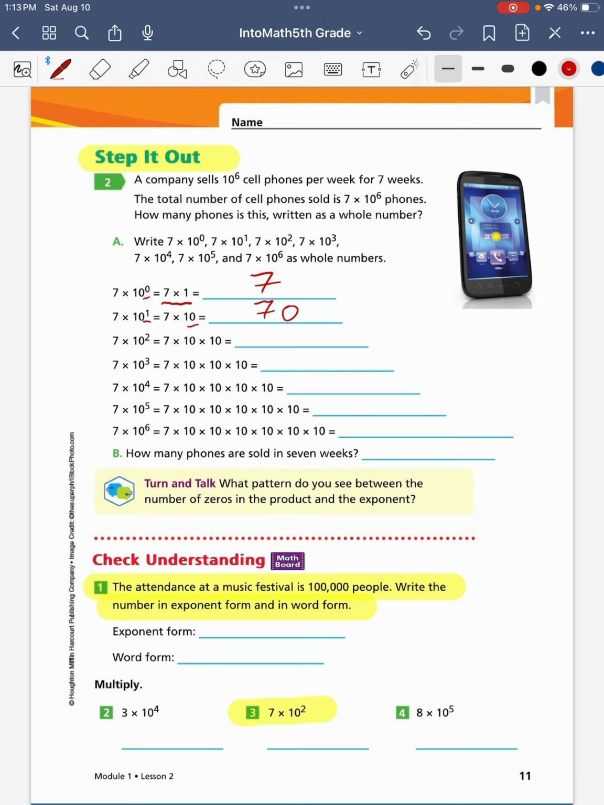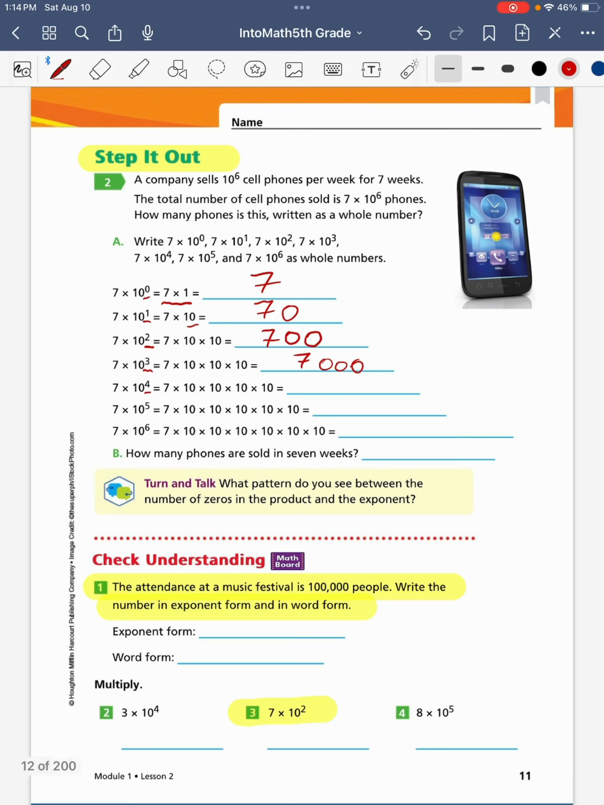As we carry on down, 7 times 10 to the second power is equal to 7 times 10 times 10. The exponent here, 2, tells me how many zeros I'm going to have behind my number as long as we're in base 10. So 7 times 10 to the second power gives me a product of 700. Following the pattern, I have an exponent of 3. I'll go ahead and write 3 zeros here and multiply 7 times 1 to give me a product of 7,000.